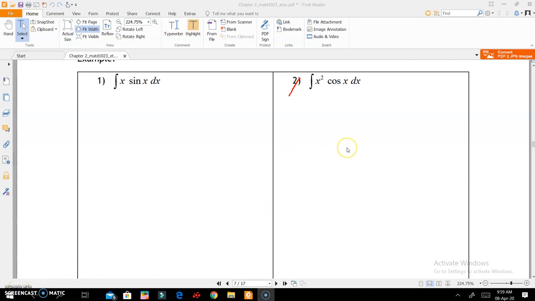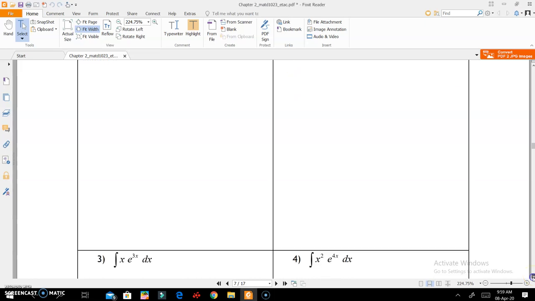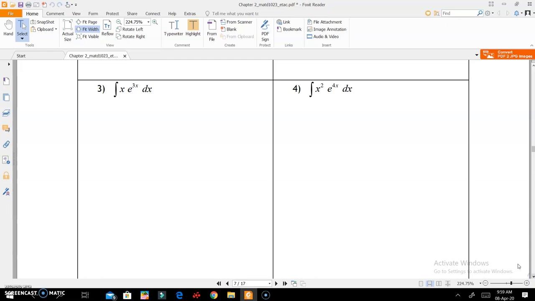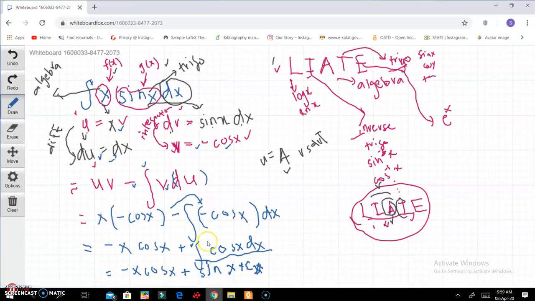So number two, I think you can try to do on your own because it's quite similar compared to the first example that we have discussed just now. In this video, I picked question number four. Question number four asks what happens if we try to deal with integration by parts to answer this kind of question. Okay, let us see it on the whiteboard.